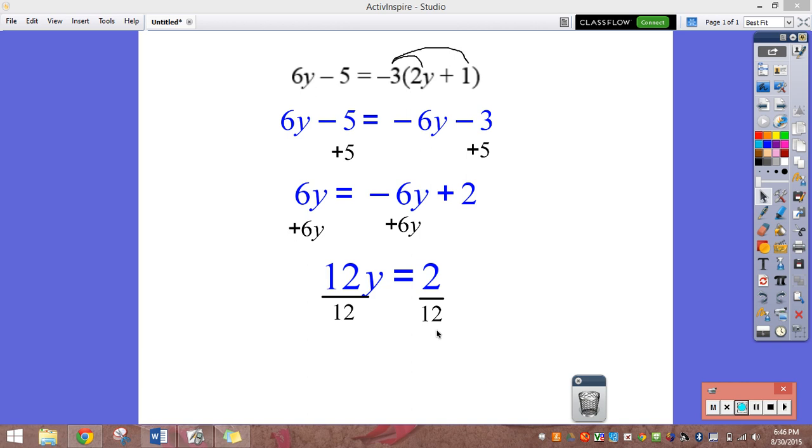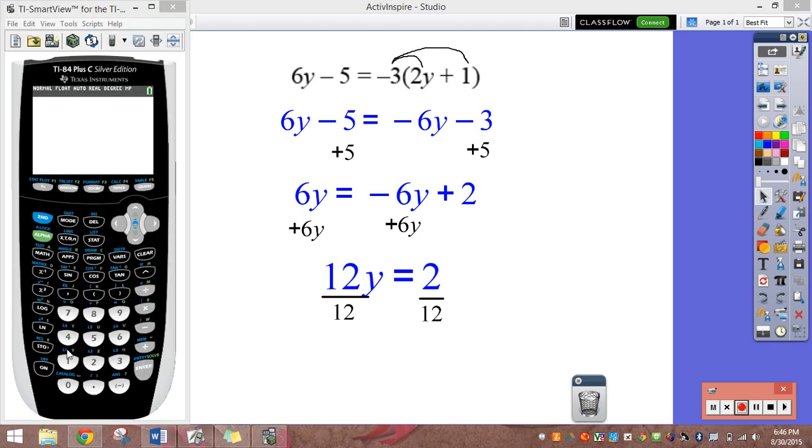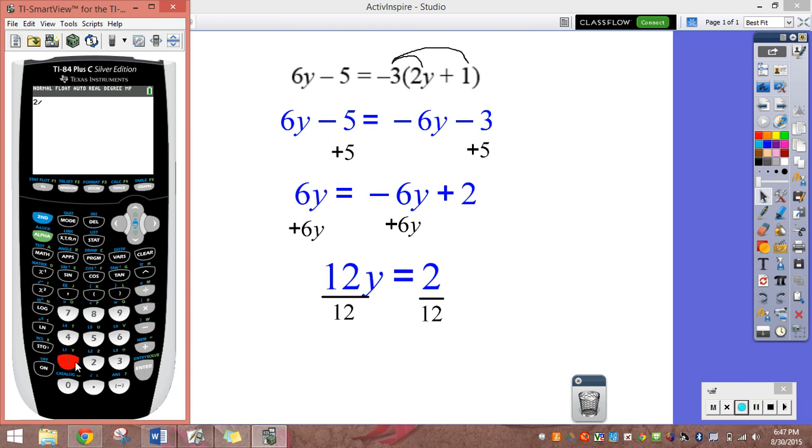I can do 2 divided by 12 in my calculator. If I do that, I get a non-terminating decimal. Even though the calculator rounds this 6 to a 7, I do know, just because I'm familiar with fractions, that this is actually a non-terminating decimal. So if I were to round this to a decimal answer, it would be an estimate instead of the exact answer. So it's always better to provide the fraction as opposed to the decimal.